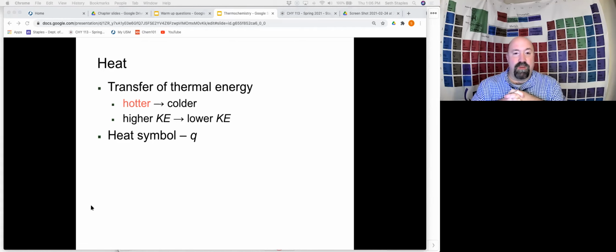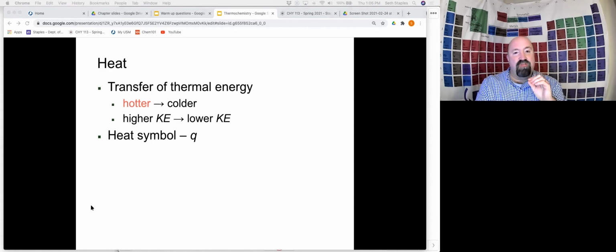The symbol that we use for heat is Q. So when we say Q equals whatever, what we mean is that Q equals the heat, the thermal energy flow associated with that process. And we're going to see that a lot. We're going to use Q quite a bit, even just a little bit later in this lecture.